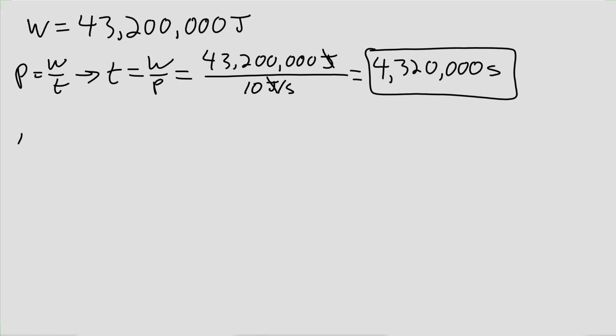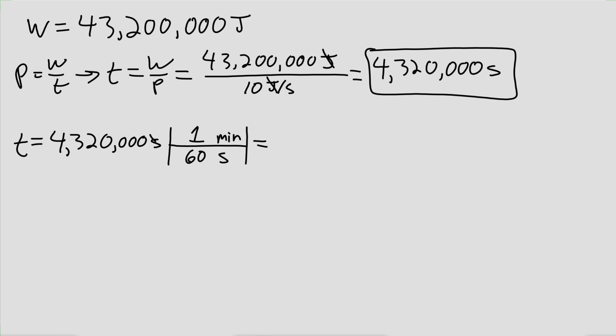Now I'm going to use field goal posts again to change this into the other units I want it in. So time is 4,320,000 seconds. I want to get out of seconds and into minutes. So I had seconds on the top. That means my field goal post needs seconds on the bottom and minutes on the top. 60 seconds is the same thing as 1 minute. Seconds go away. So 4.32 million times 1 divided by 60. This is going to give me 72,000 minutes, which is one of the things I want to know.